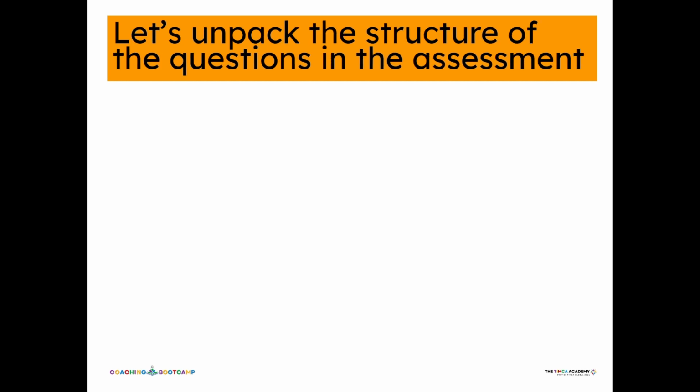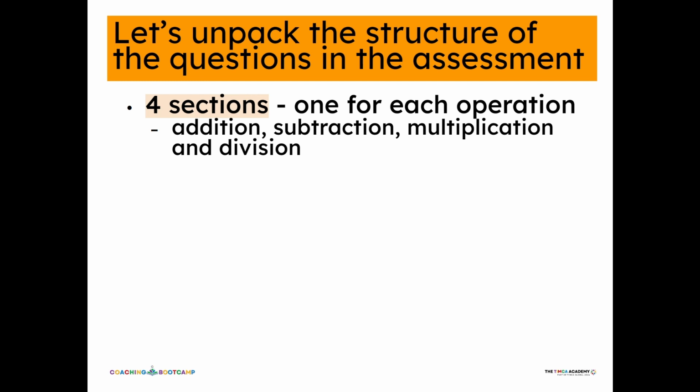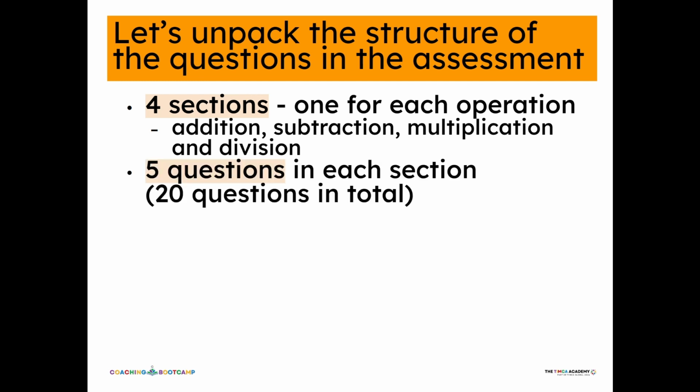Okay, so before we dig deeper into the actual data that we can get out of the assessment, we need to understand the structure, because the structure of the assessment assumes, like I said, that the child will follow a particular learning path, and we can look at each question and see where they are along that learning path. So the assessment has 4 sections, 1 for each of the main operations. There's an addition section, subtraction, multiplication, and division sections. Each section has 5 questions, so that gives us a total score of 20 for the whole assessment.